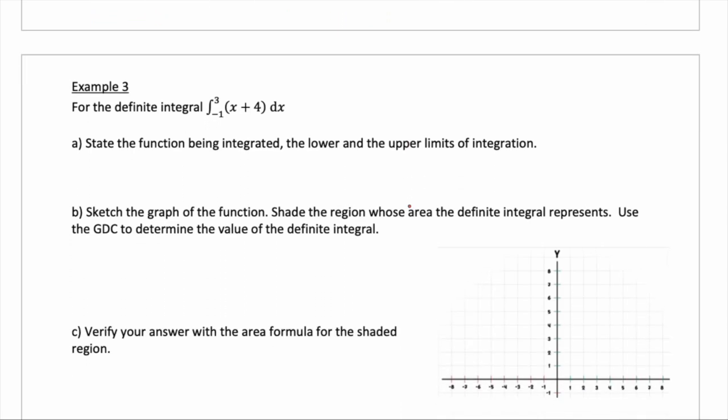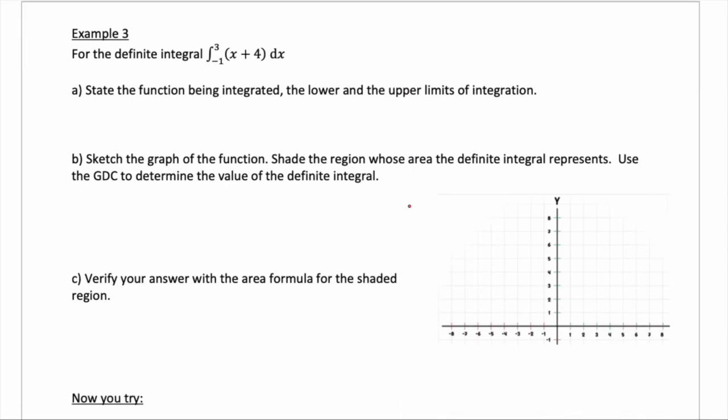Okay, let's look at the next one. State the lower and upper limits of integration. The lower one is negative 1, and the upper one is 3. To graph it, that's linear. It's x plus 4. So this line has a slope of 1, so it's going up this way. So that's what the line looks like.